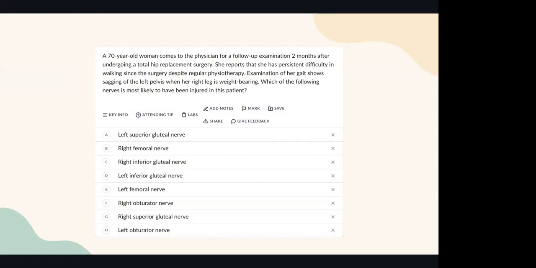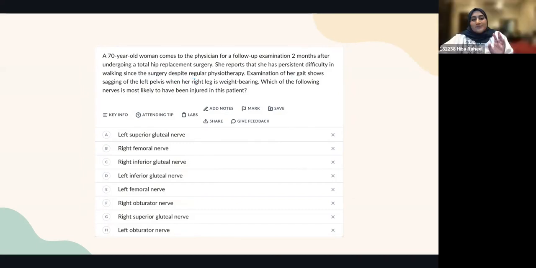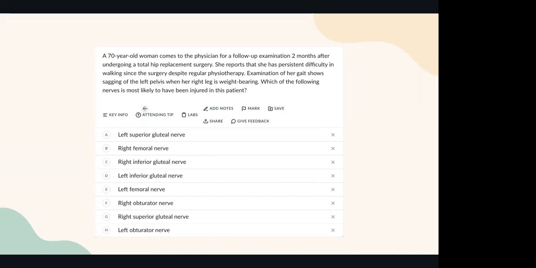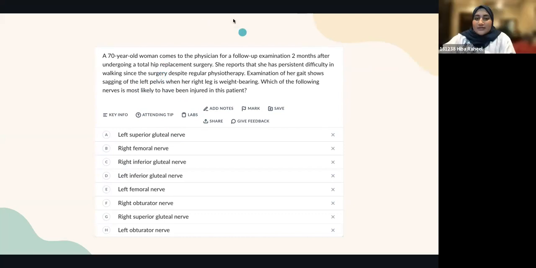So her gait shows sagging of the left pelvis. That means that the opposite side is damaged. Exactly. So the right gluteus medius and minimus are supplied by the superior gluteal nerve. Excellent. So the right superior gluteal nerve. Very good. Excellent. Great job, guys. I'm so happy you're getting the AMBOSS questions right, because they're actually difficult, and so I'm really, really happy that you're getting them right.